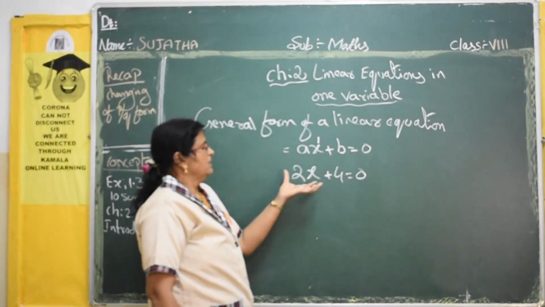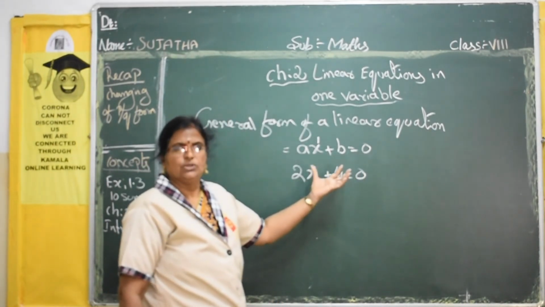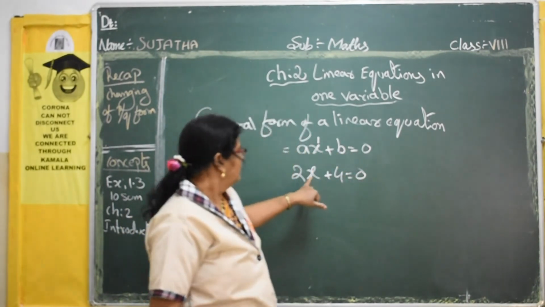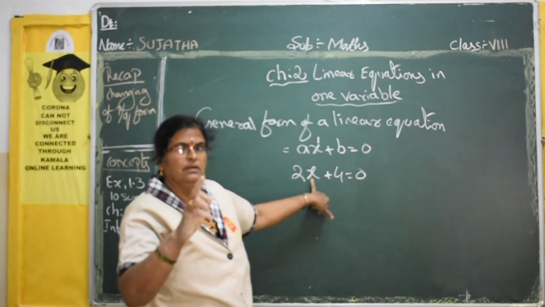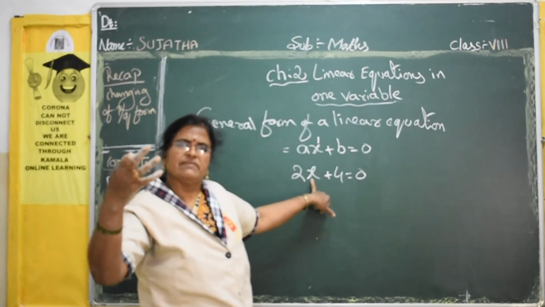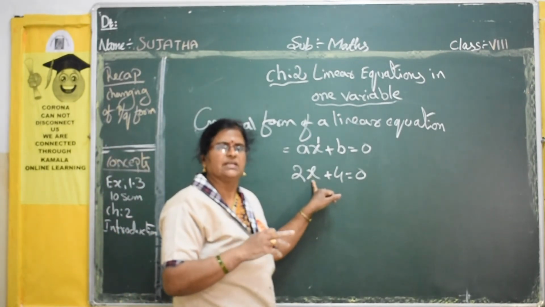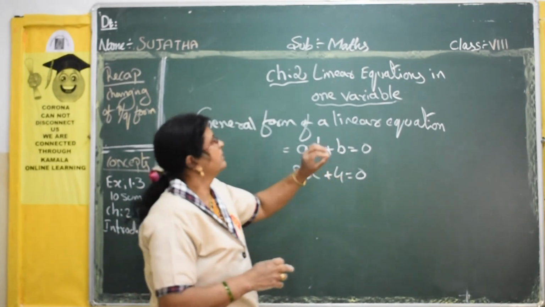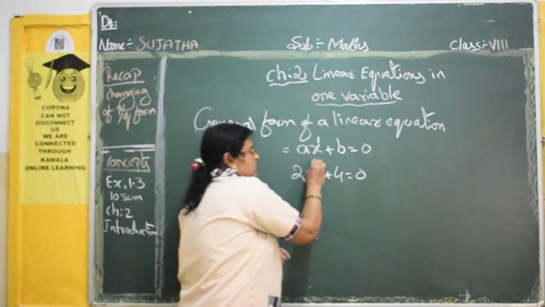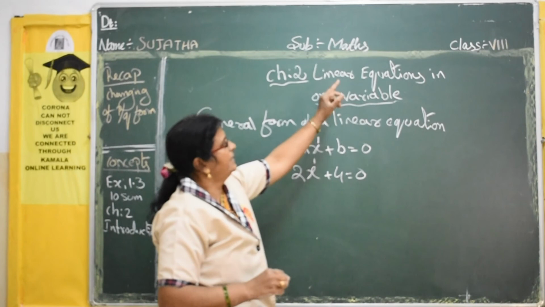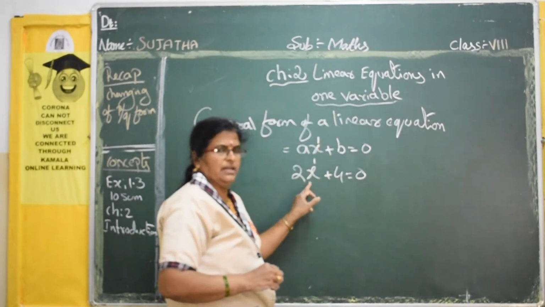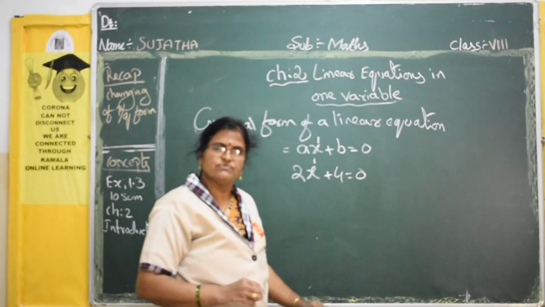Okay, now here 2x plus 4 is there. So in 2x, x is the only variable. All alphabets you can take as variables, but here we have taken only x. That's why it is one variable. Okay, linear. Why? Because the power is 1. So linear equations in one variable. This type of equations we will learn.